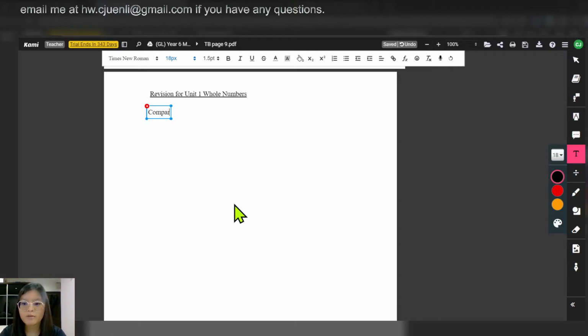So comparison, we are looking at which number is bigger, which number is smaller, and sometimes you have equal numbers as well. So these three symbols are the ones we need to remember. Right, so I'm going to give you a few examples just really quick. So this one you can put it as one of the subtopics.